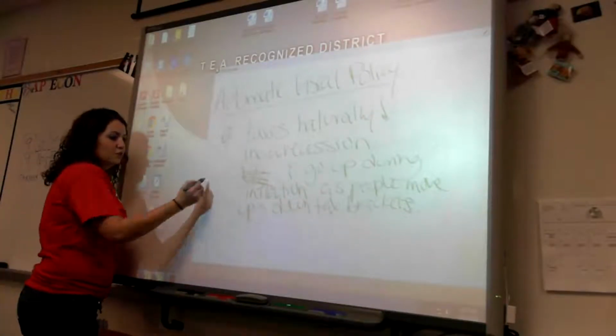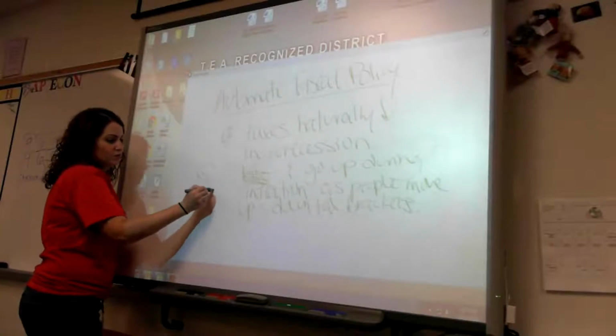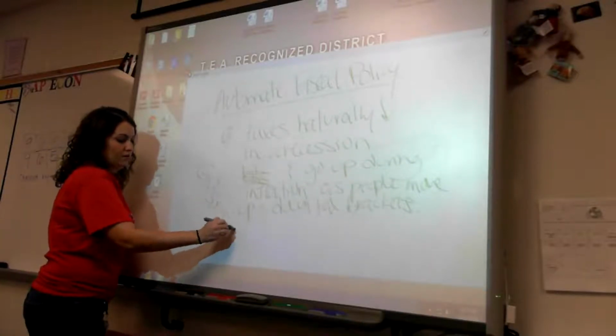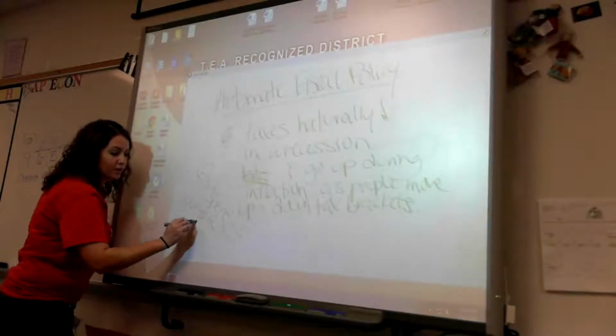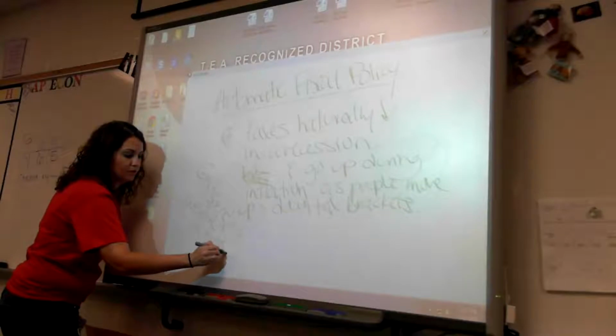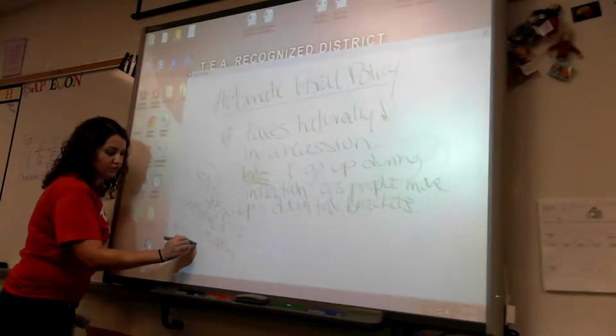Okay. So for the government spending tool, it's welfare. Welfare goes up in recession and down in inflation.